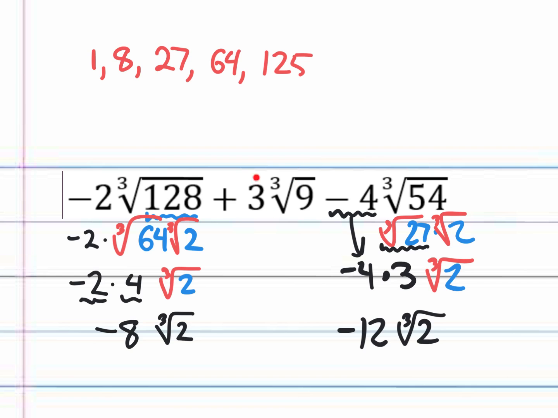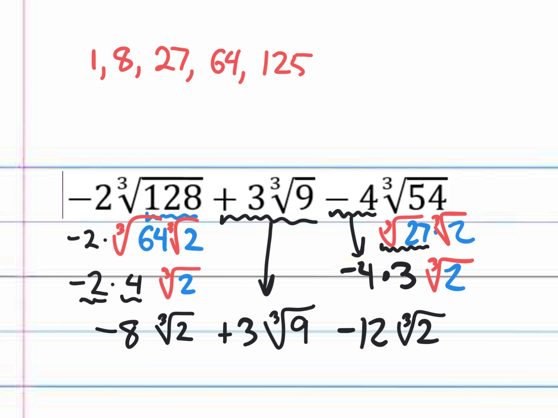Now, what about the middle term? Let's just bring that down. It was already simplified. So we're going to take this plus 3 cube root of 9 and just rewrite it down here, plus 3 cube root of 9. So what we really have is the same 1, 2, 3 items that we need to add or subtract.